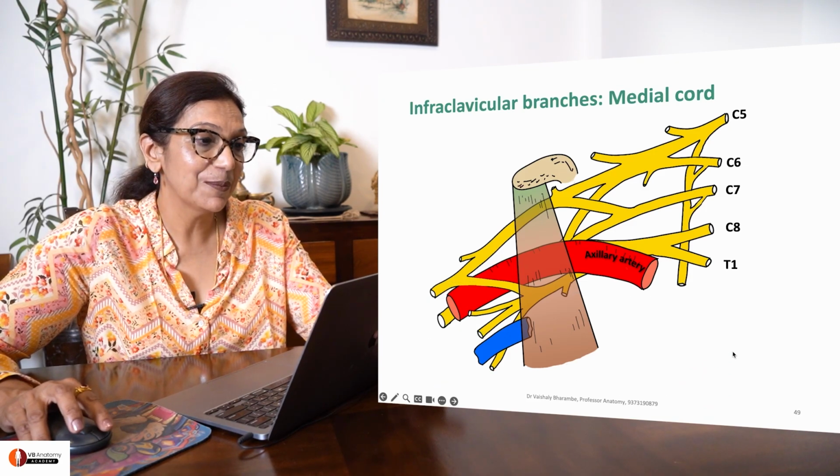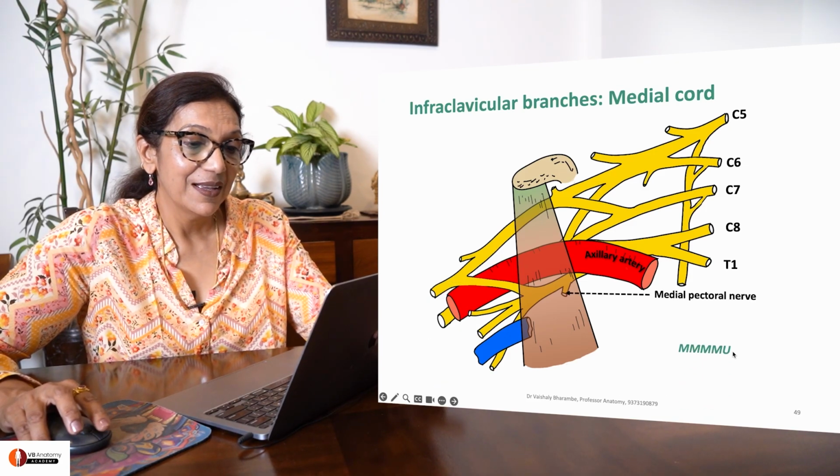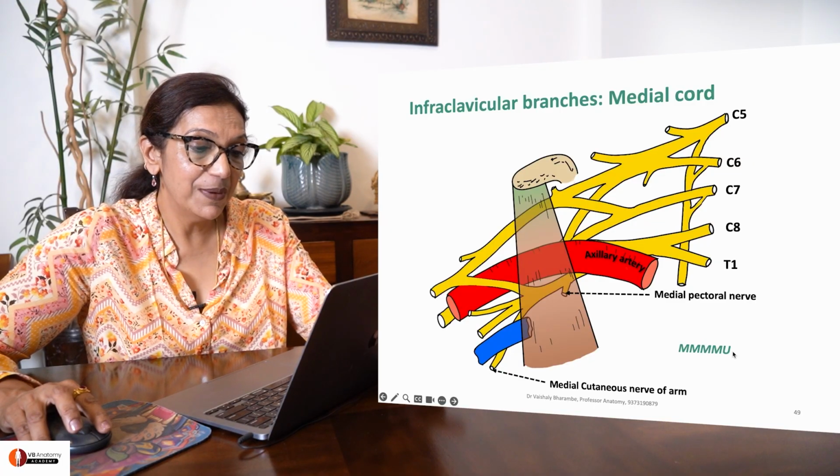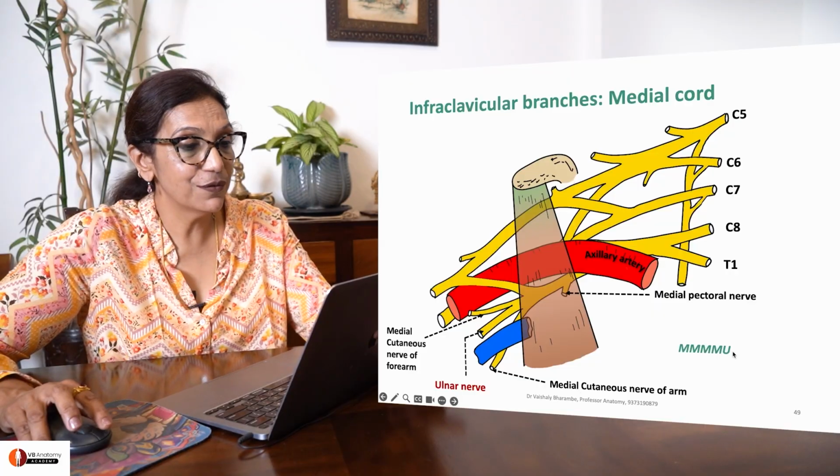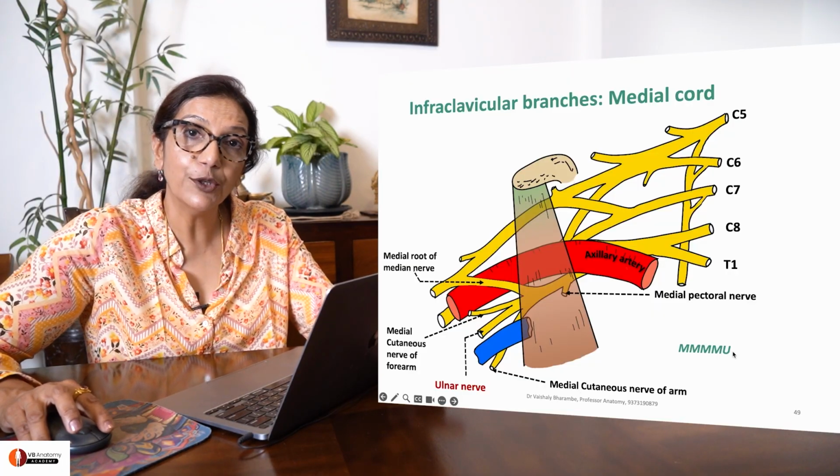That's the mnemonic. Medial pectoral nerve, medial cutaneous nerve of arm, ulnar nerve, medial cutaneous nerve of forearm, medial root of median nerve.